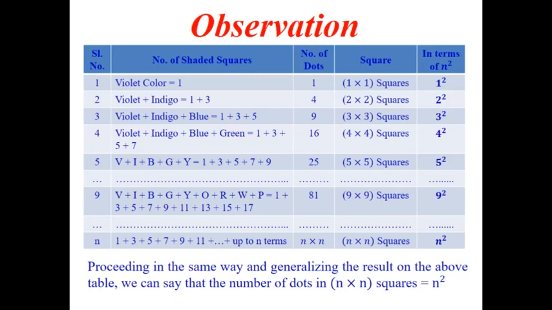So if we continue this process for up to n terms, that is equal to 1 plus 3 plus 5 plus 7 plus 9 plus 11 up to n terms. So number of dots will be n into n, and number of squares will be n into n, or that can be written as n square. So proceeding in the same way, in generalizing the result on the above table, we can say that the number of dots in n into n squares is equal to n square.